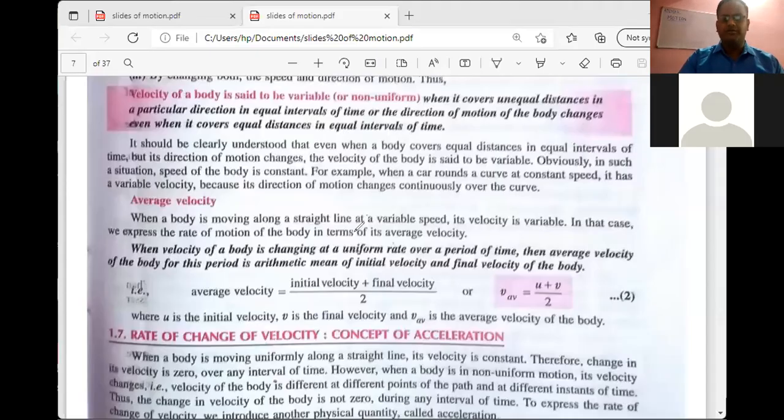So students, this is all about today's class. In today's class, we have studied how we can calculate average speed. Then we studied what is velocity, and uniform and non-uniform velocity. And then finally, we concluded with average velocity, where we take the arithmetic mean of the initial and the final velocity. Students, today's assignment will be to prepare these terms and concepts which we have gone through in today's class.